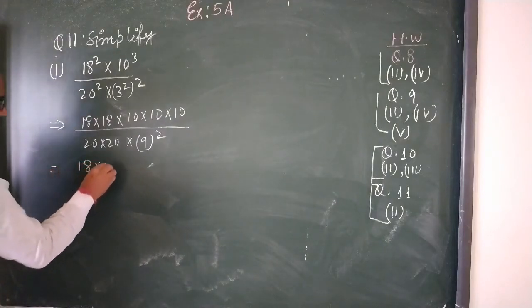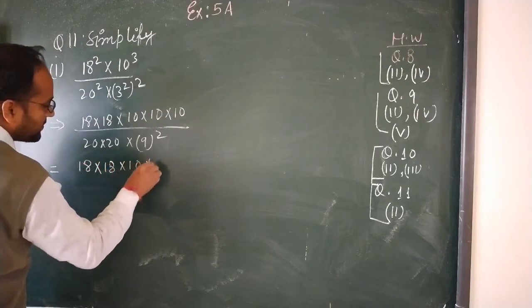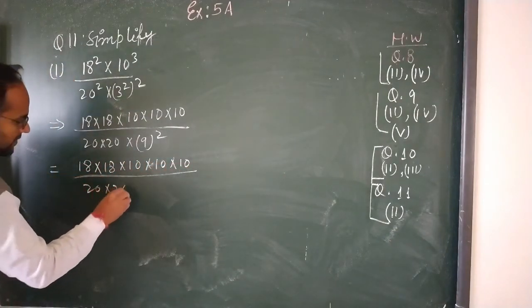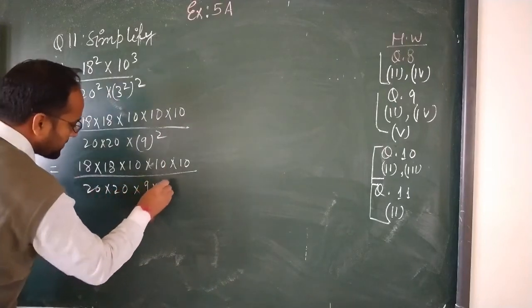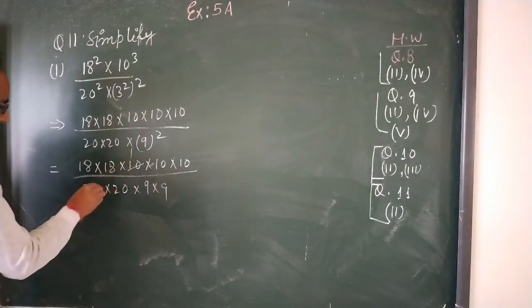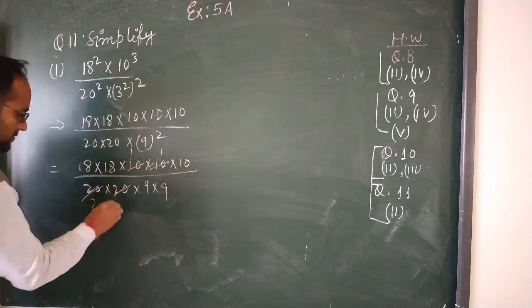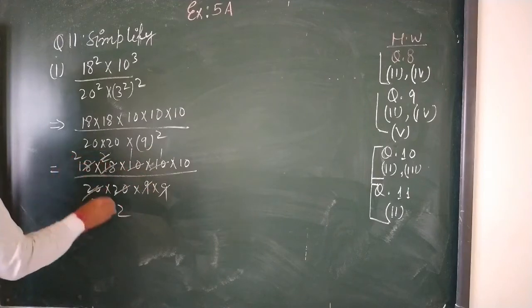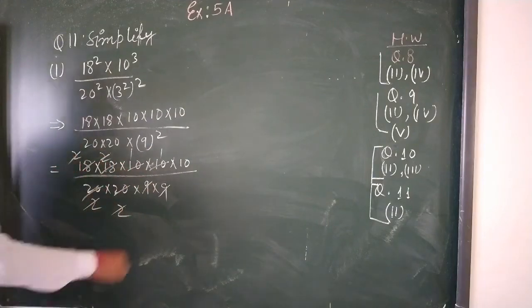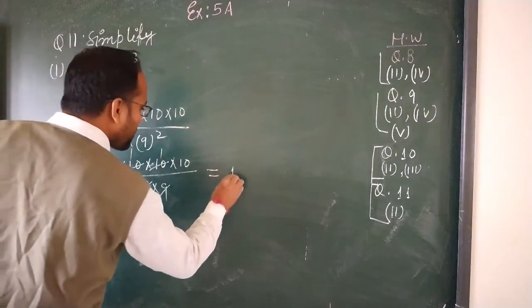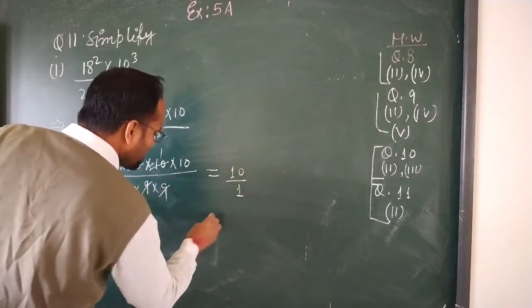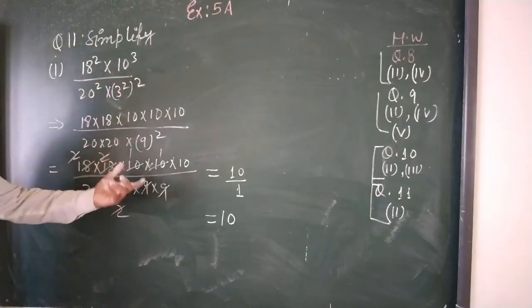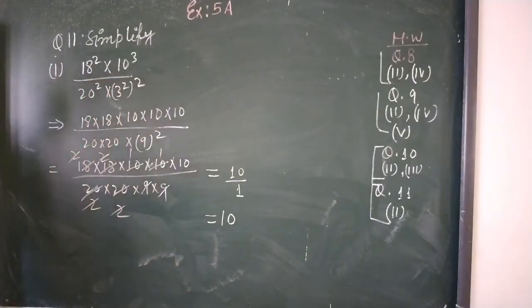18 into 18, 10 into 10, 3 times, upon 20 into 20 into 9, 2 times. See this, students: 10 ones are 10, 2, 10, 2, 9, 2, and this 2 is cancelled out with this 2. So what is remaining here? Only 10 is remaining from the upside and 1 is remaining from the downside. So your answer is 10 in this case. Okay, and if you want you can do it with this exponent form. Do it, okay, and show me that one.